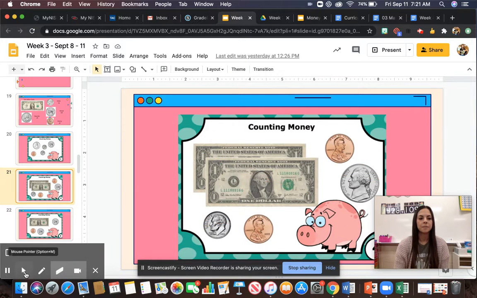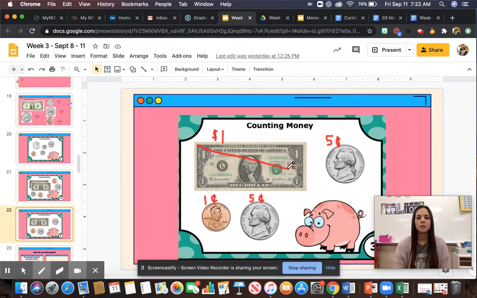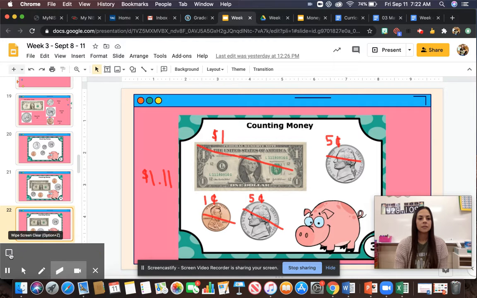Let's do one more. All right, here we go. So I have $1 on this one. Here's 5 cents. Here's another 5 cents. And 1 cent. Okay, here we go. $1, $1.05, $1.10, $1.11. So $1. Here's my decimal point separating my dollars from my cents, and 11 cents.